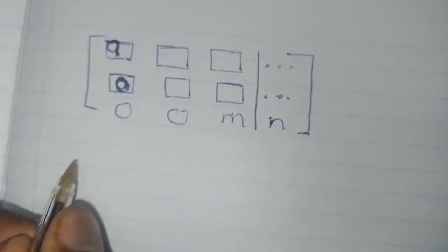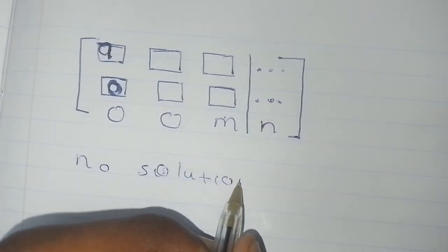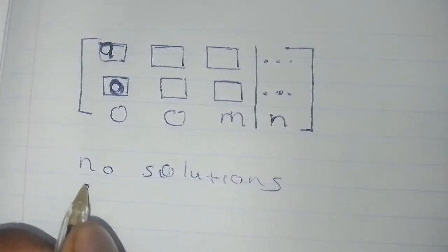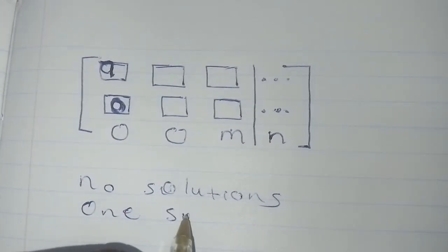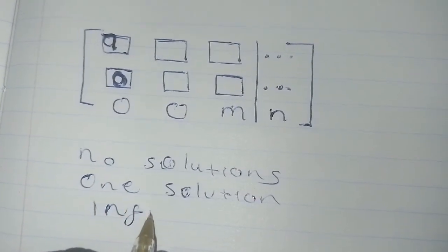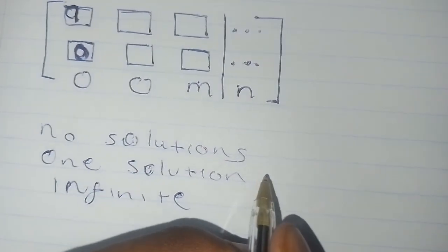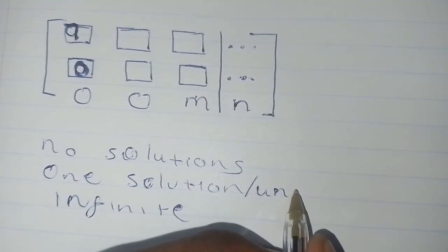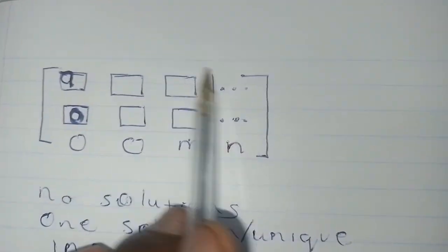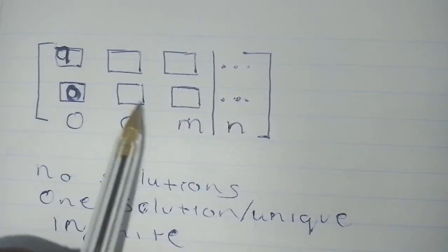So how do you know when you have no solutions, or one solution, or infinitely many solutions? And for one solution, you can also call it a unique solution because there is only one. Technically, you can see that this is for a three linear equation system.